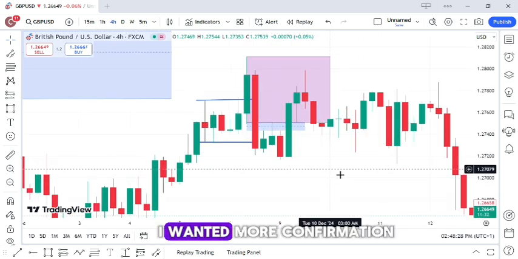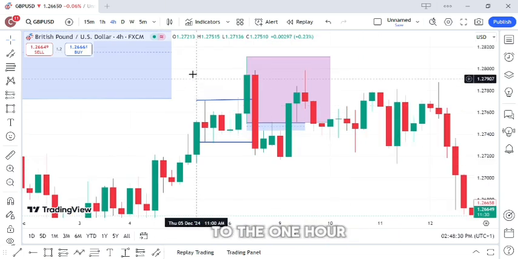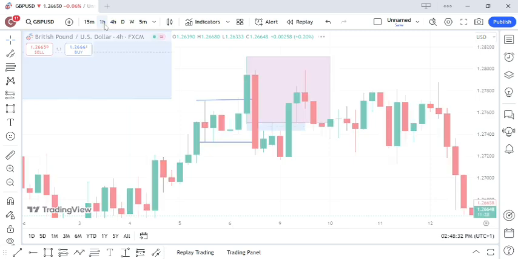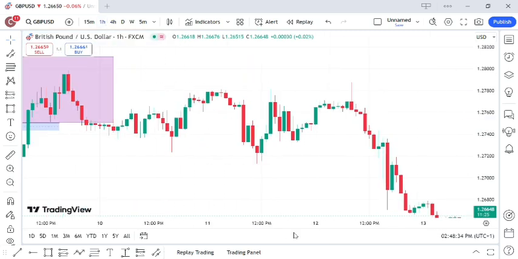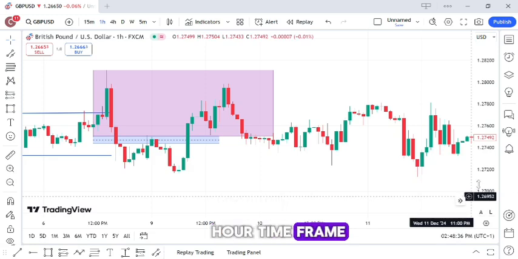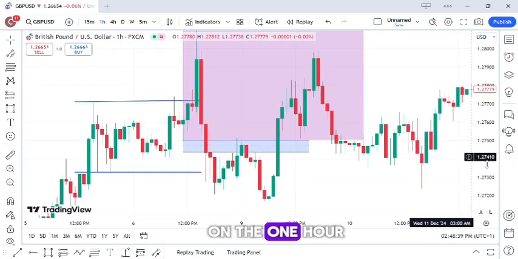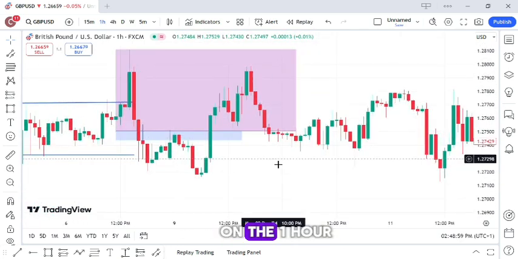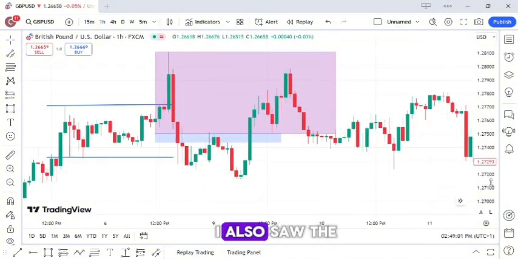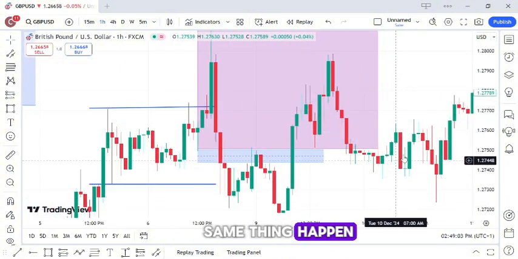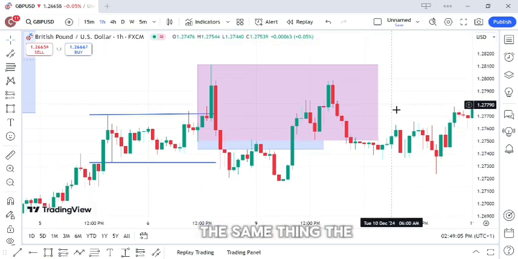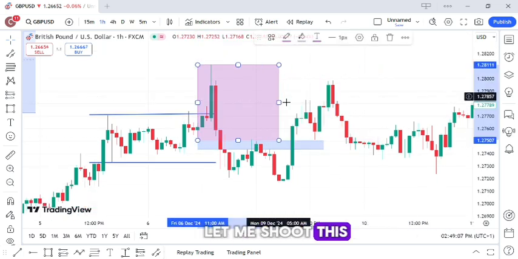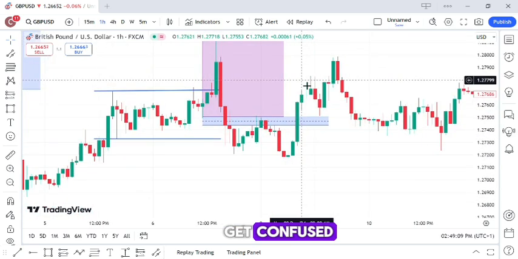I wanted more confirmation, so I went down to the 1 hour time frame. Now on the 1 hour time frame, you can see what the market is doing here. On the 1 hour time frame, I also saw the same thing happen. Let me shift this one so we don't get confused.